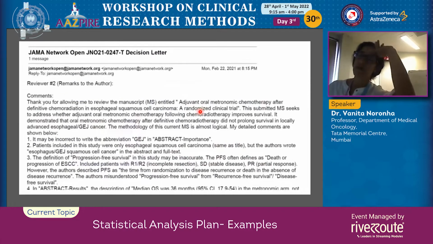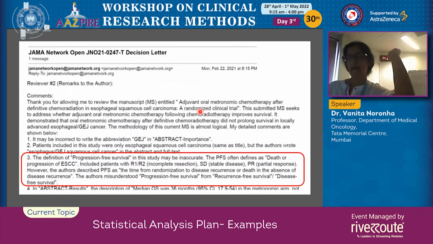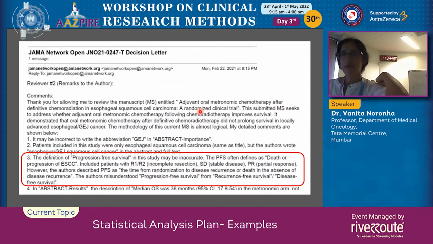So we completed the study and submitted it to JAMA Oncology, which said no, we are not interested, transfer it to JAMA Network Open. We transferred it, and it got rejected in JAMA Network Open as well. Their concern was that we had called it progression-free survival. Now, these were patients who received chemoradiotherapy. So presumably, if they did not have evidence of disease, then how can you call it progression-free survival? You need to call it disease-free survival because the patient doesn't have disease.